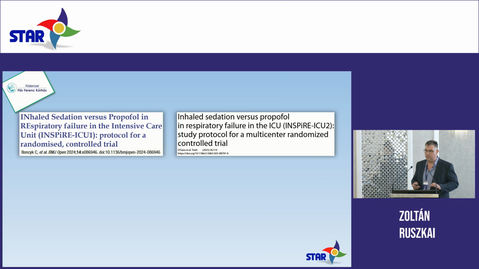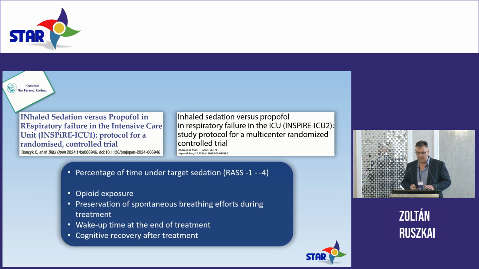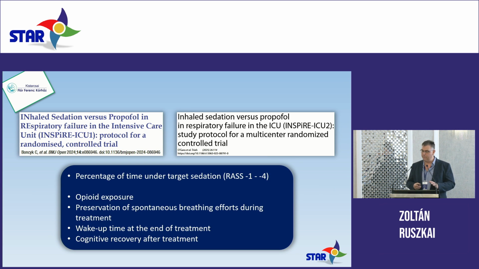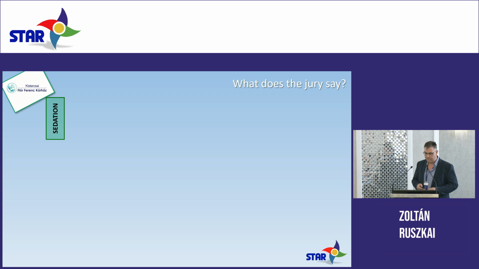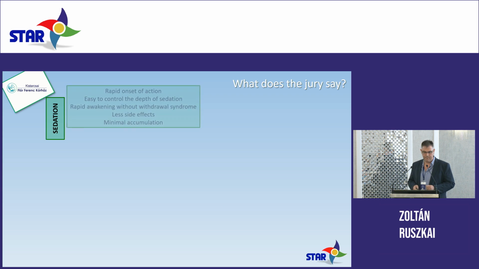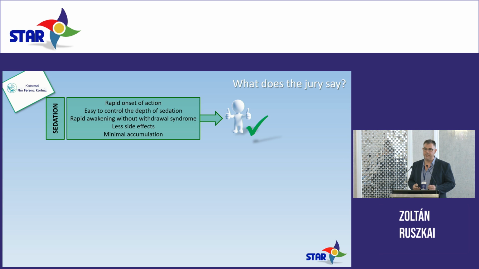There are two large ongoing trials, the INSPIRE ICU 1 and 2, using isoflurane to sedate patients. The primary outcome is the percentage of time under target sedation. And the secondary outcomes are opioid exposure, the preservation of spontaneous breathing, the time to wake up and end of treatment, and the cognitive recovery after treatment. However, we have no results yet. So, what does the jury say? Volatile anesthetics are good for intensive care sedation.